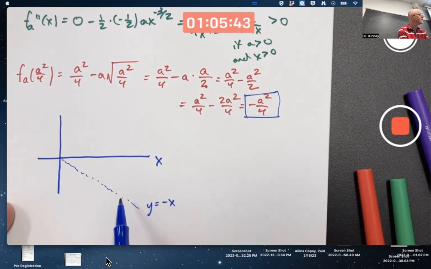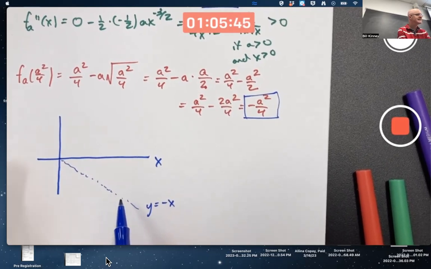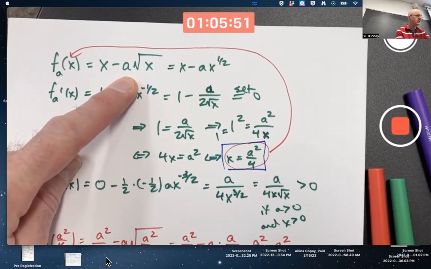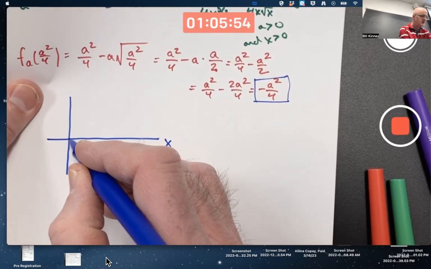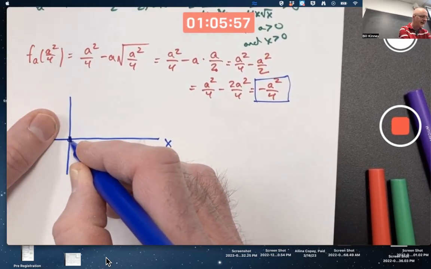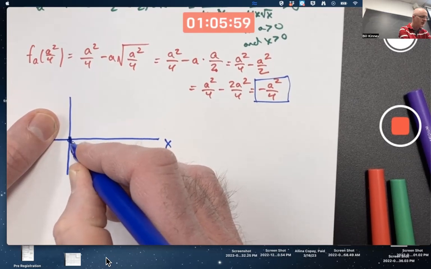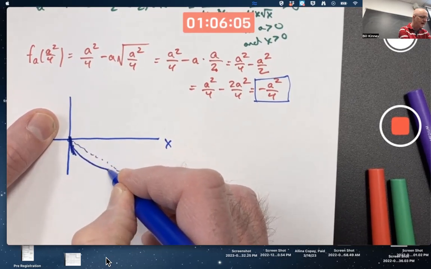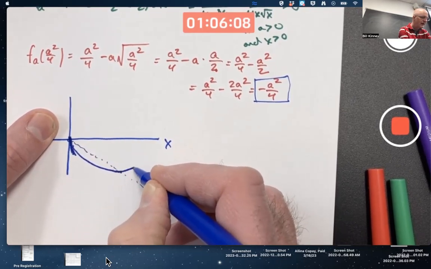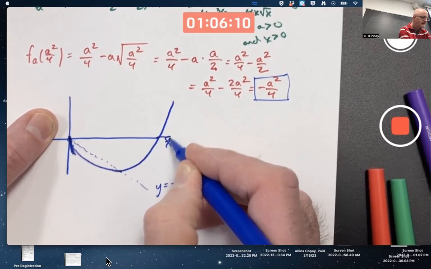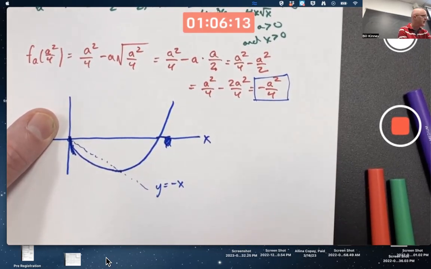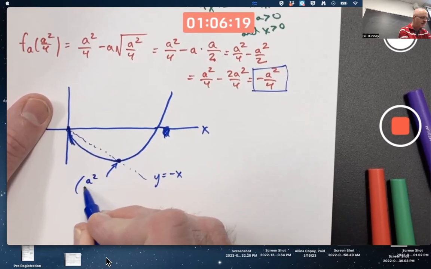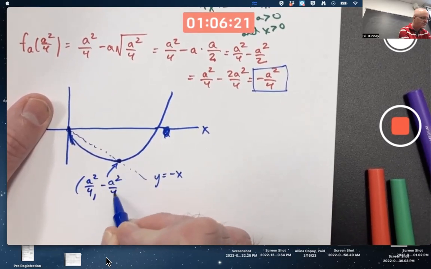Is that cool? And yes, f of 0 is 0. No matter what a is, 0 minus a times the square root of 0 is 0. The graph definitely goes through the origin. Like I hinted at, there's a vertical tangent there. It's an infinite slope as you approach the origin. And the low point has got to be on this line somewhere before you go back up again. There is a generic graph. This point has to have coordinates a squared over 4 comma negative a squared over 4.